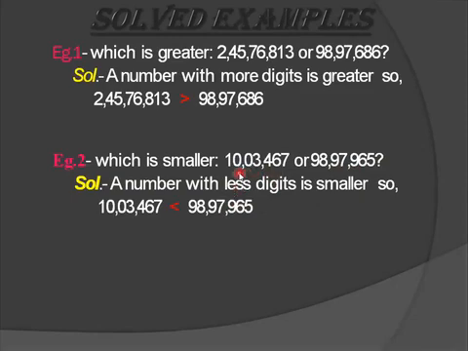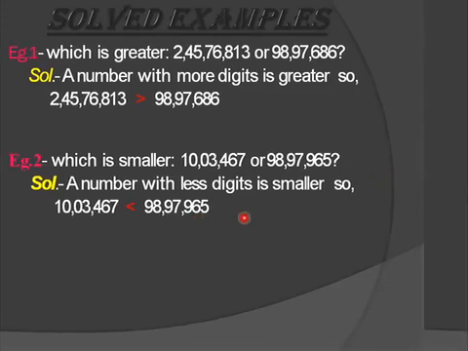So now here the digits are same. So what you have to do? You should compare the first number. So here 1 is there and here 9 is there. So obviously this number is smaller than this. So 10 lakh 3,467 is lesser than 98 lakh 97,965. Now, I hope you understood how to compare the numbers by using lesser than or greater than.